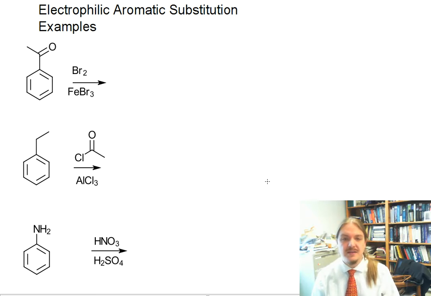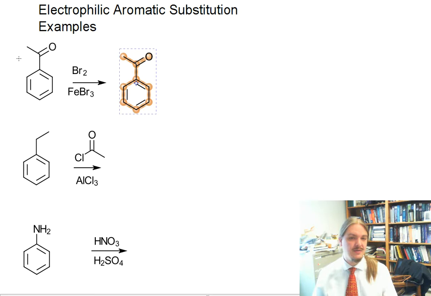Hello. In this video, I'm going to work through 3 examples of electrophilic aromatic substitution reactions on substituted benzenes. In my first example, I'm reacting acetophenone with bromine in the presence of iron tribromide. In attempting to figure out what the product is going to look like, we need to consider the regiochemical impact of having a certain group on the ring.